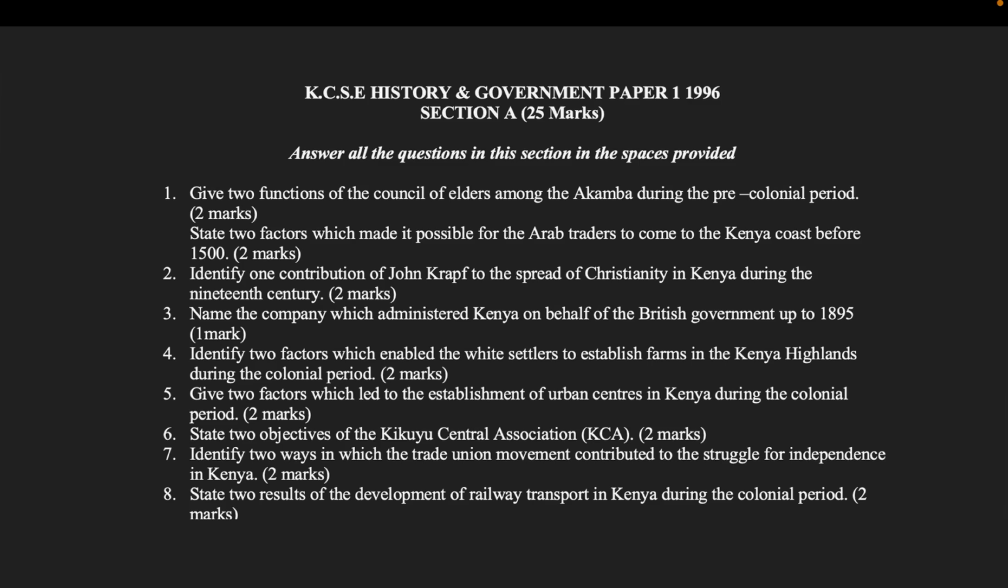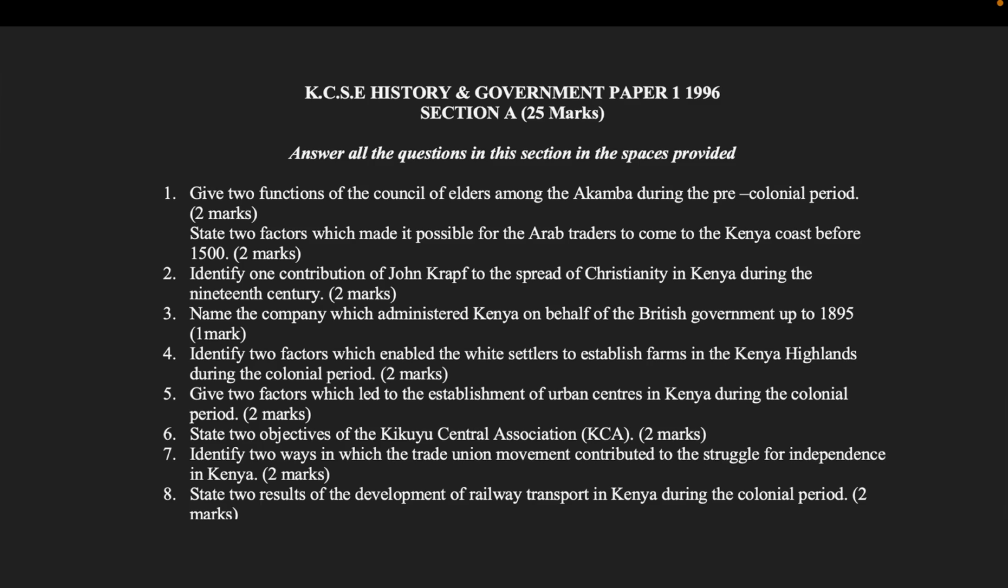1500. 2 marks. Identify 1 contribution of John Krapf to the spread of Christianity in Kenya during the 19th century. 2 marks. Name the company which administered Kenya on behalf of the British government up to 1895. 1 mark. Identify 2 factors which enabled the white settlers to establish farms in the Kenya highlands during the colonial period.